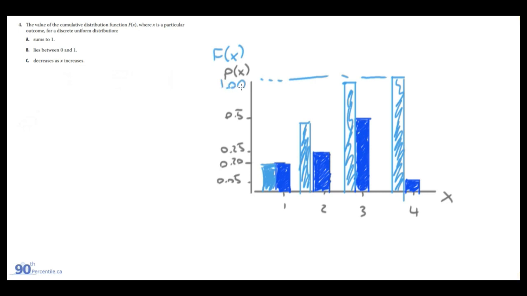So 1.00. And coming back to the question, if the value of the cumulative distribution function f of x, where x is a particular outcome, then if x is any one of these values, the answer must lie between 0 and 1.